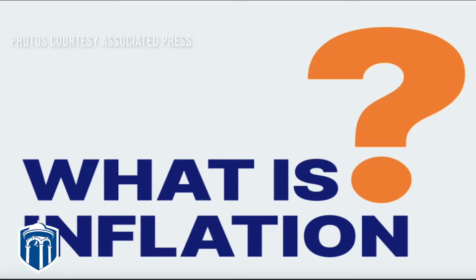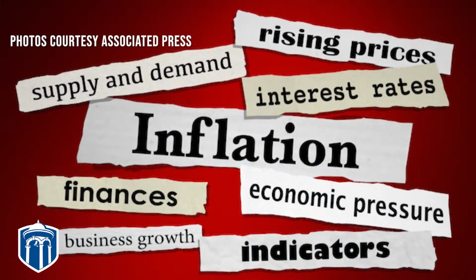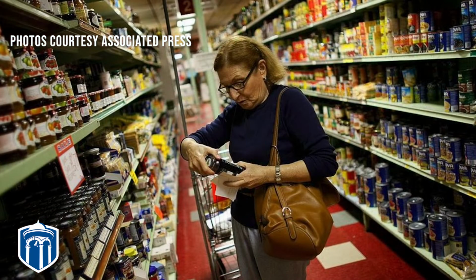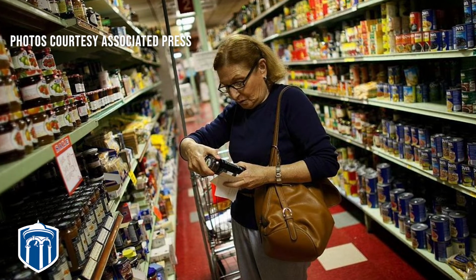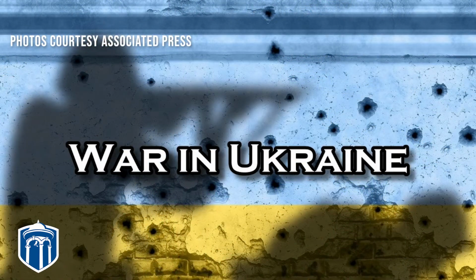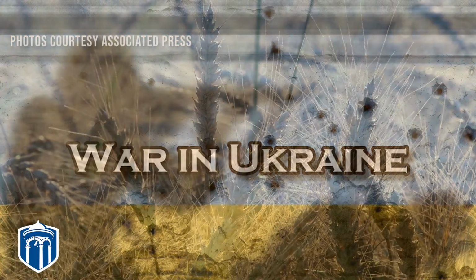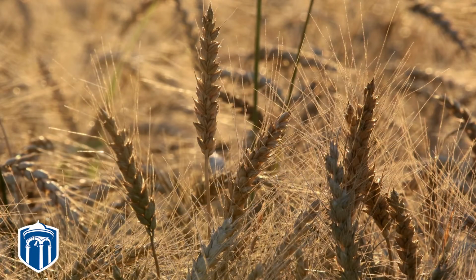Cost push inflation and demand pull. First, let me talk about cost push inflation. Cost push inflation occurs when energy prices and labor costs go up across time and businesses try to pass those costs on to consumers in the form of higher prices. So currently, with the war in Ukraine, that's pushing up grain prices because it's affecting the supply.